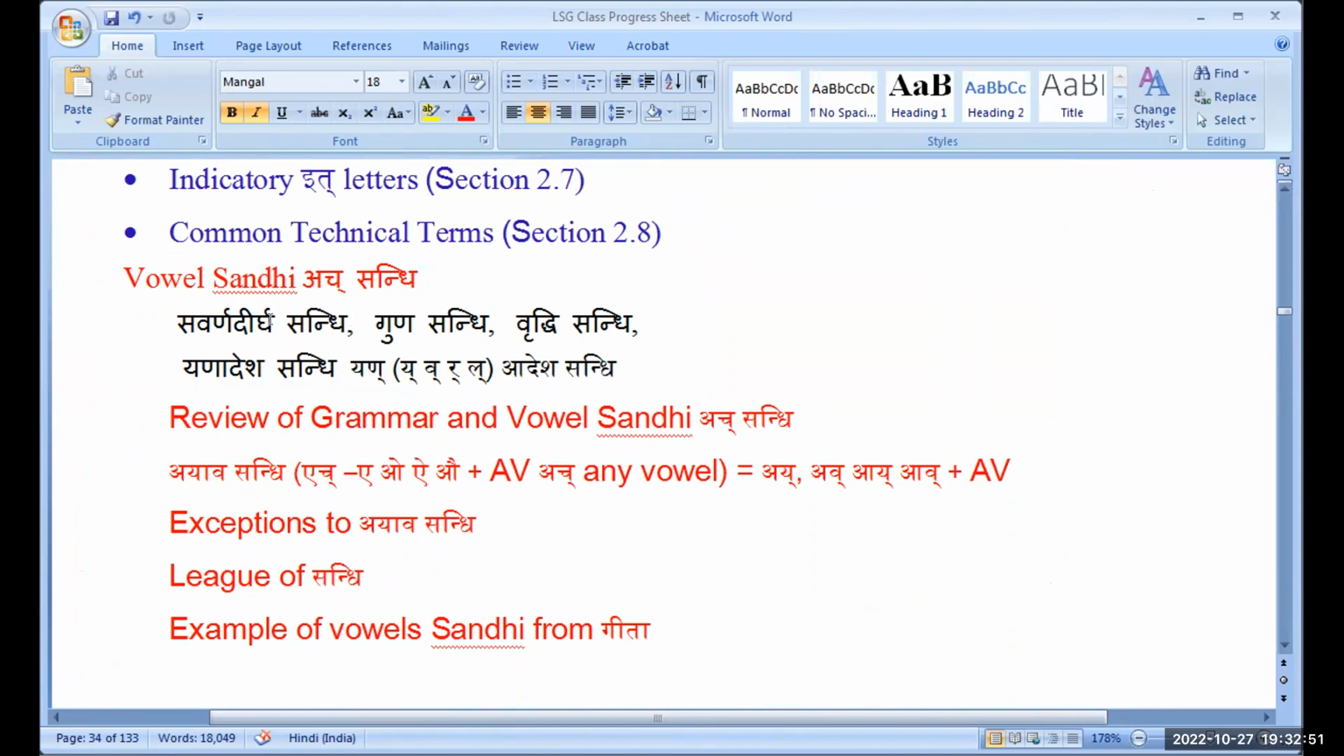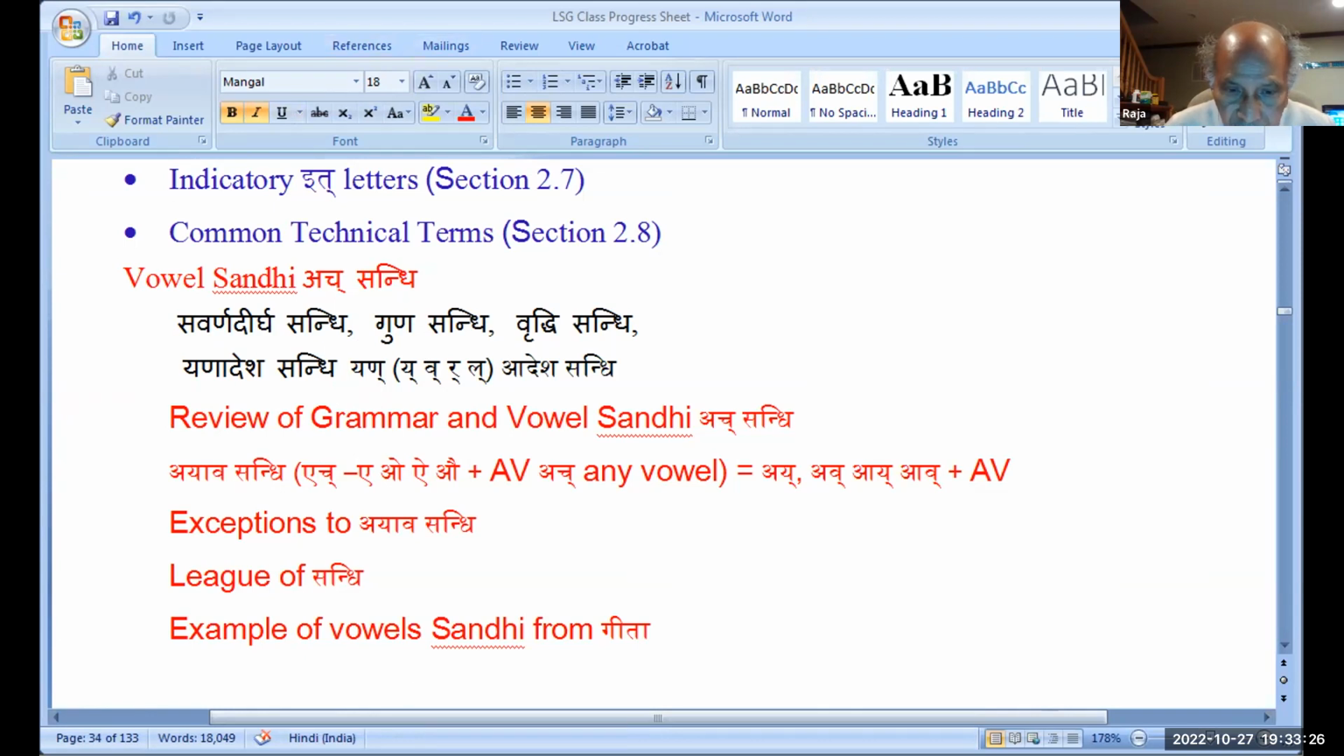We did Savarna Dirgha Sandhi, Guna Sandhi, Vruddhi Sandhi, Yanadesha Sandhi, and we are going to do the remaining ones, but we'll explain again these sandhis. And you may see that I'm repeating a lot, but it's important you understand sandhis. That's 50% of the work done if it is sandhi. I'll explain 2 basic things in the study of any science.